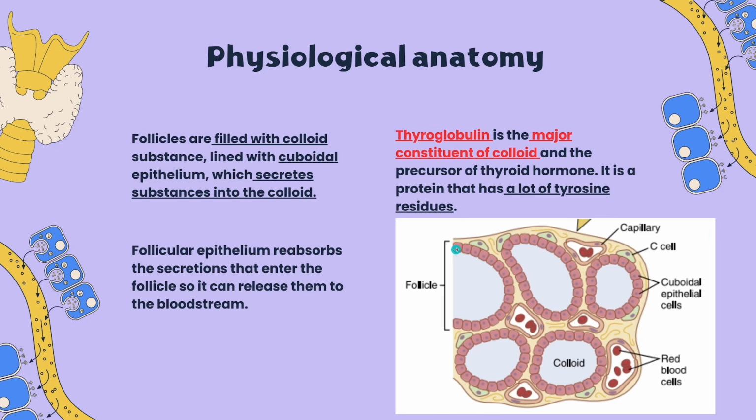Follicle with the follicular epithelial cells. Cuboidal, has the colloid here. Main constituent of the colloid is thyroglobulin, and thyroglobulin has a lot of tyrosine residues, and it is the precursor of the thyroid hormone.